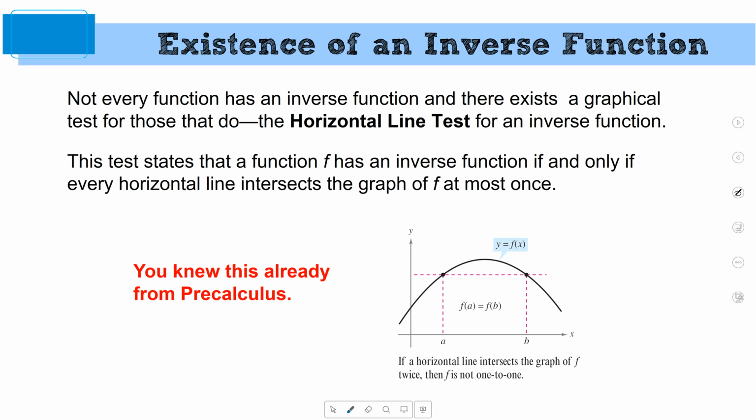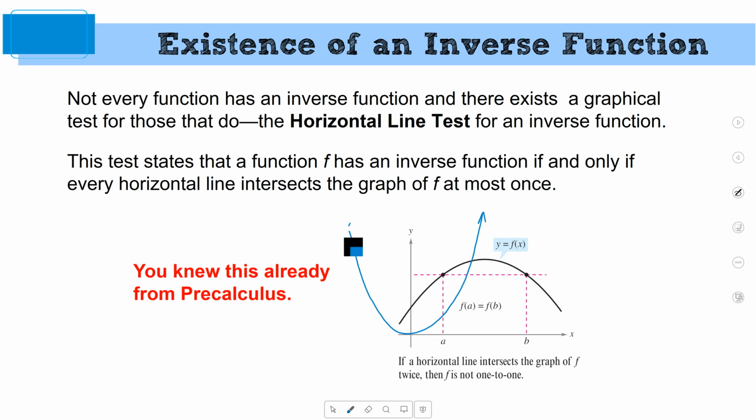The process is exactly the same. If you can draw any horizontal line through a graph and it hits in more than one spot, its inverse is not a function. You can still draw a picture, except that picture is not going to be a function.